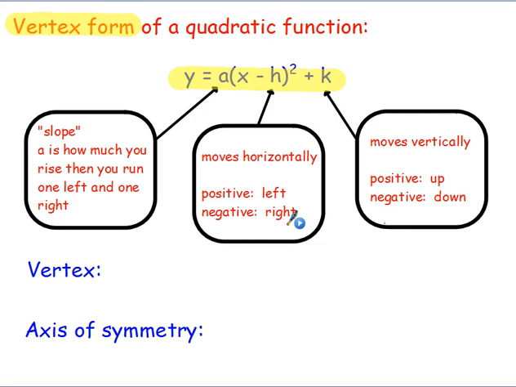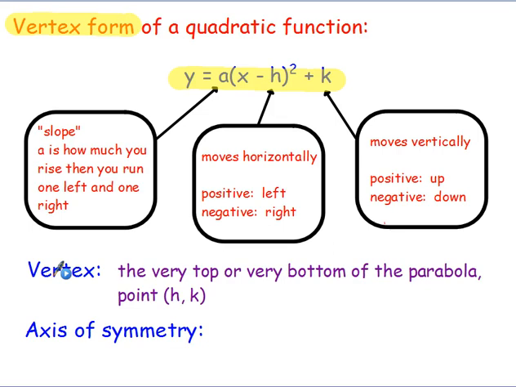Now, a couple of important pieces, and we've talked about one of these. We are already familiar with the vertex. The vertex is always that very top or very bottom of the parabola, and it will always be the point H, the opposite of this one, and K. So do the opposite of this guy, keep this guy the same. That is your vertex, or you can also call this your starting point.